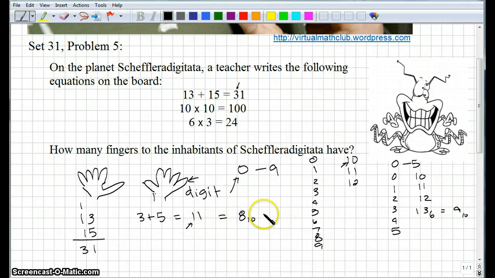So 8 is equal to 7 base 10 plus 1. So this first number right here has to be the 7's place. Okay? Just like over here in our base 10, oops, that wasn't base 10, was it?